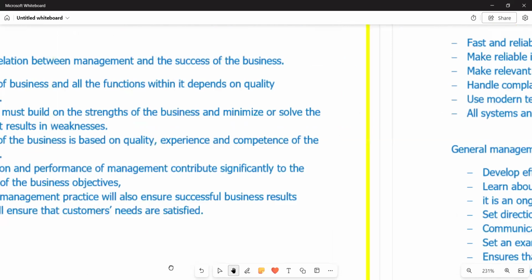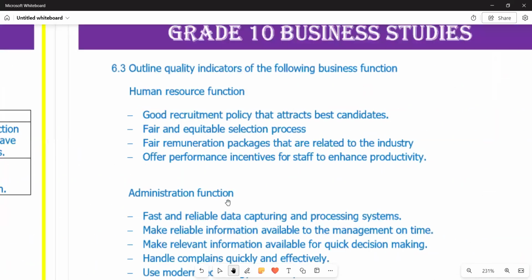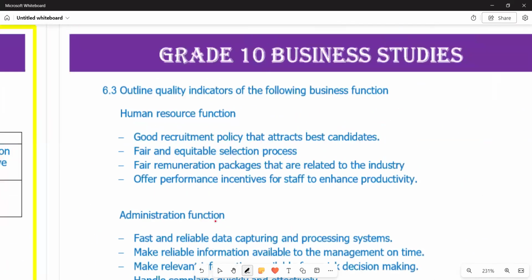So we come here, we have got the human resource function. On the human resource function, we are saying for us to see that we've got a human resource function, there should be a good recruitment policy that attracts the best candidates. So if we attract good talent or good workers at a business or organization, obviously it's going to impact on the success of the business. So this is what we are trying to put across.